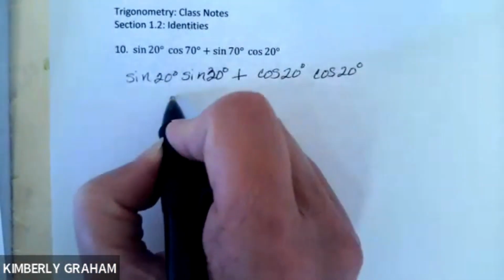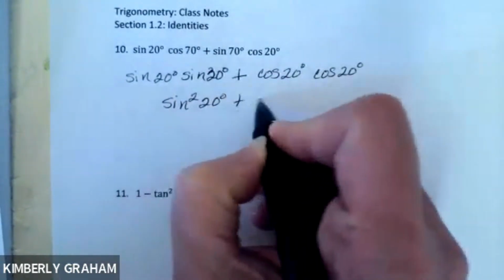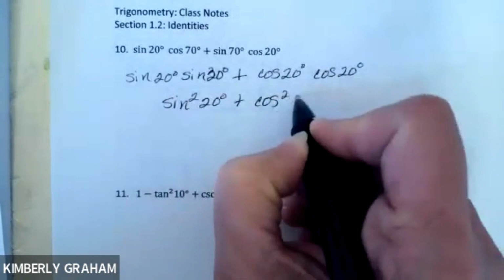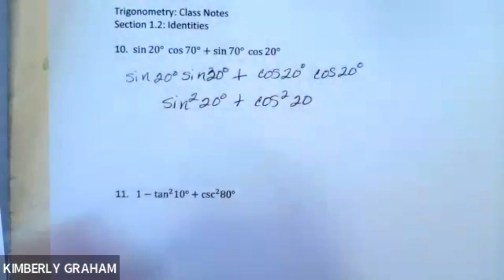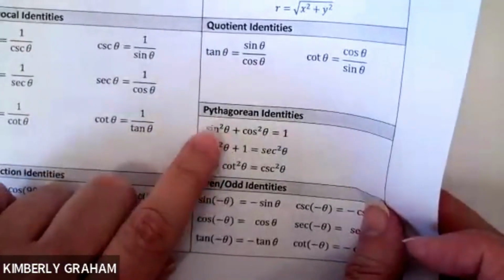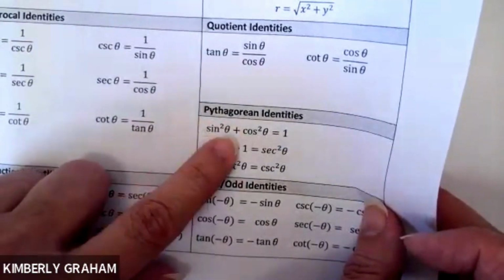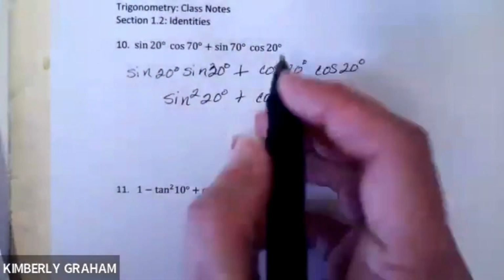So what I have here is sine squared of 20 degrees plus cosine squared of 20 degrees. Sine squared plus cosine squared is my Pythagorean identity that's listed first in this section of my reference sheet. Sine squared theta plus cosine squared theta is equal to 1.